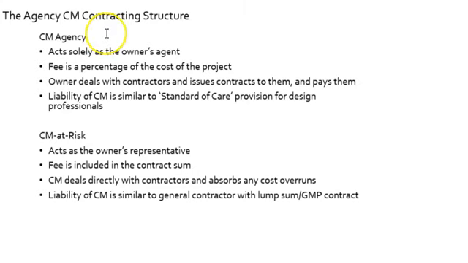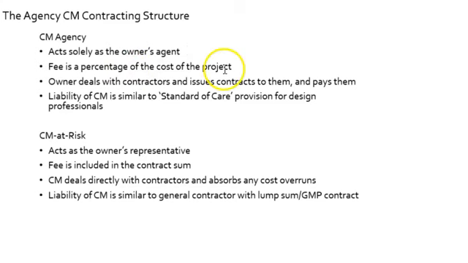So one is called CM agency. All right, so here, and that's the term we just had, an agency agreement. We just referred to that when the construction manager is legally obligated to make decisions, legally allowed to make decisions on the owner's behalf. So the CM, the construction manager, acts solely as the owner's agent. All right, so they are making decisions for the owner.